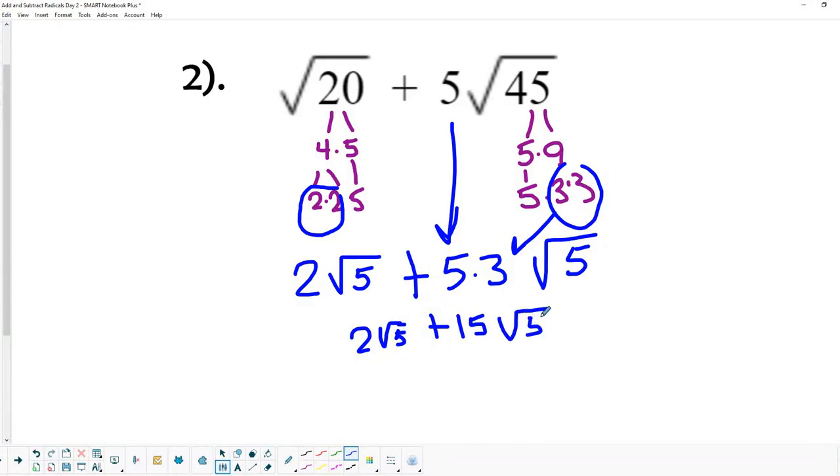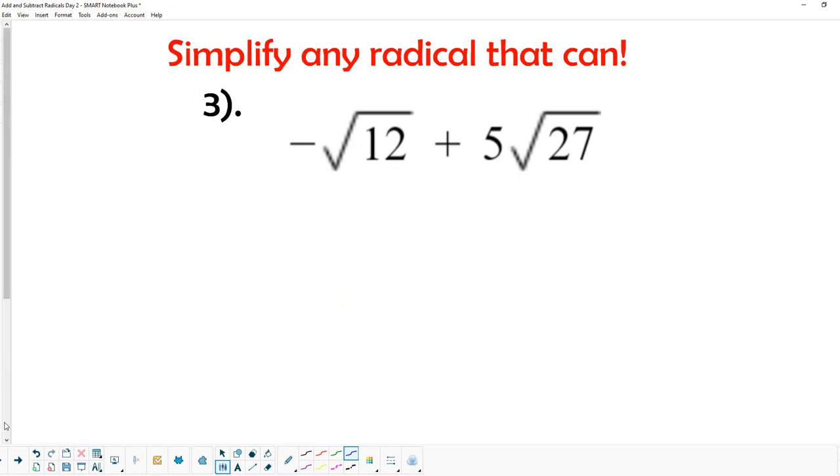Square root of 5. So then 2 plus 15 is 17 square root of 5. So there is our answer to that particular one. So we simplify the radicals, then add or subtract them if they are like terms. All right, let's check these two out. First of all, I'm going to put a -1 on that first one because we have a negative sign there. We want to make sure everybody knows that's a -1.